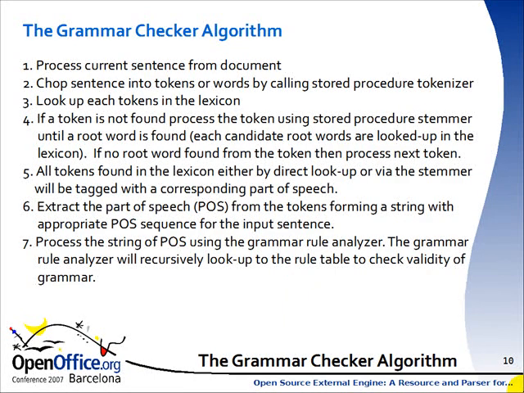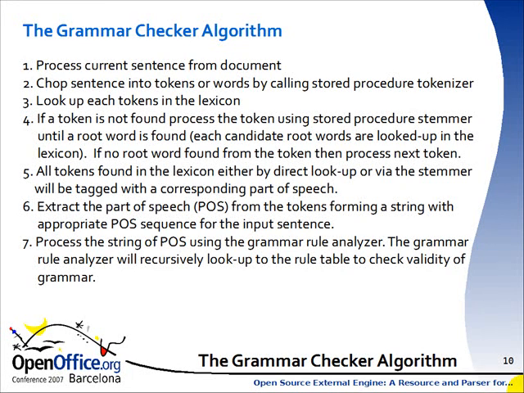The grammar algorithm works as follows. In step 1, process current sentence from document, and then chop sentence into tokens or words by calling stored procedure tokenizer. In step 3, look up each token in the lexicon. If a token is not found in the lexicon, process the token using stored procedure stemmer until a root word is found. If no root word found from the token, then process next token.